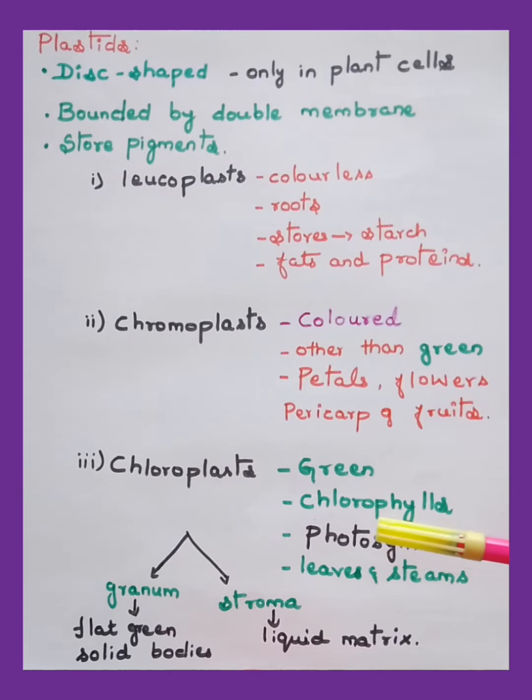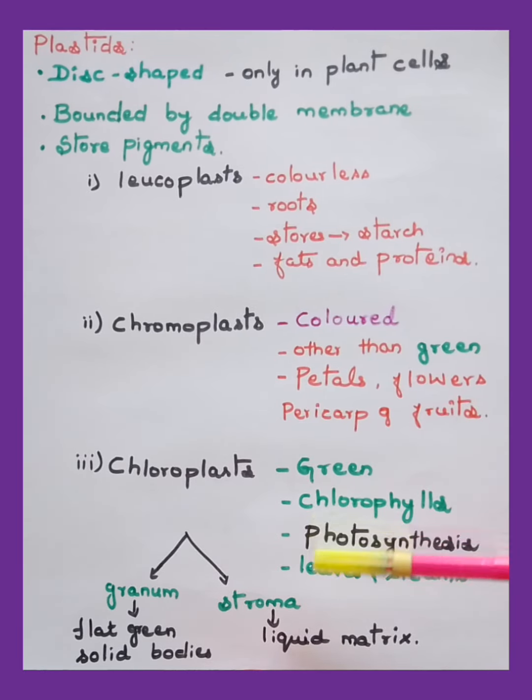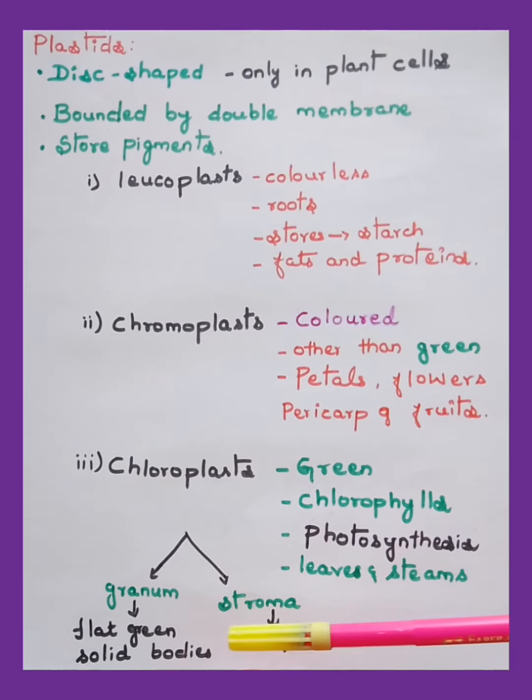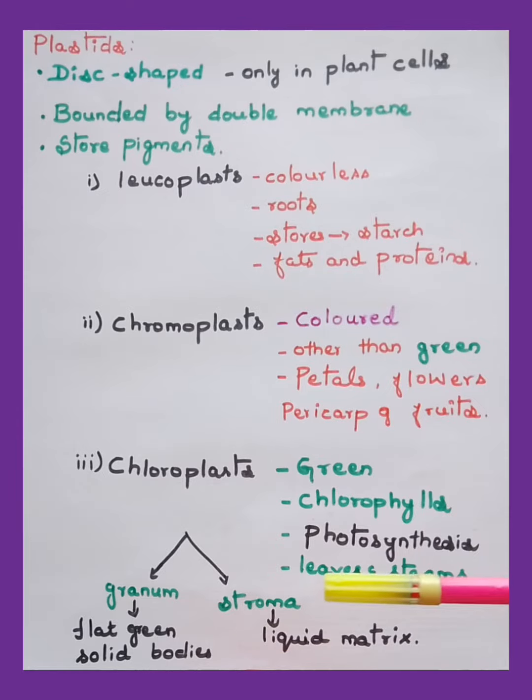Again further, chloroplasts are of two parts. They are granum and stroma. A pile of flat green solid bodies you can find is called granum, and the liquid matrix type which is present there is called stroma.